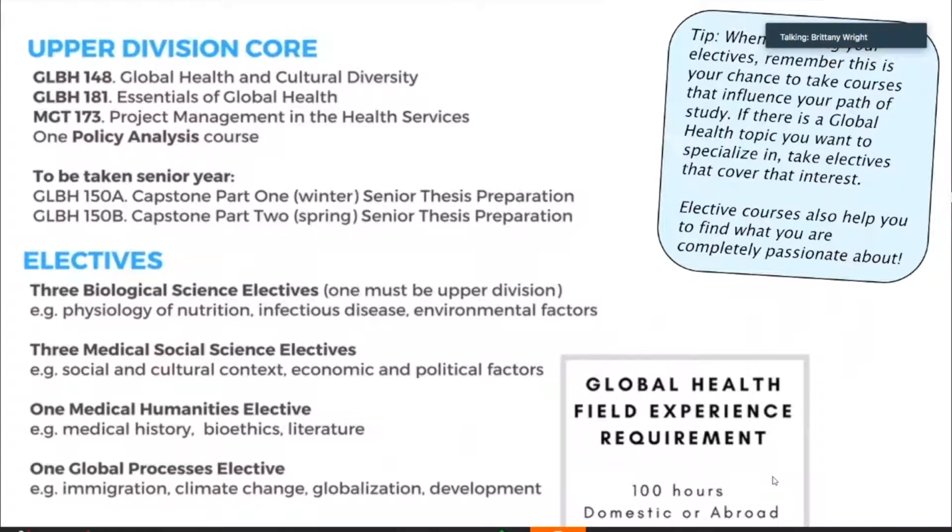So some tips from a former global health student: when you're choosing your electives, use this as your chance to take courses that influence your path of study. If there's a global health topic you want to specialize in, take electives that cover that interest. They can help you find out what you are passionate about.